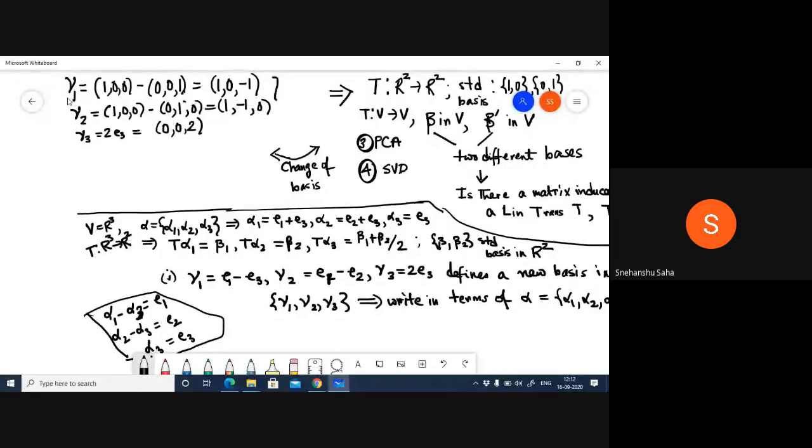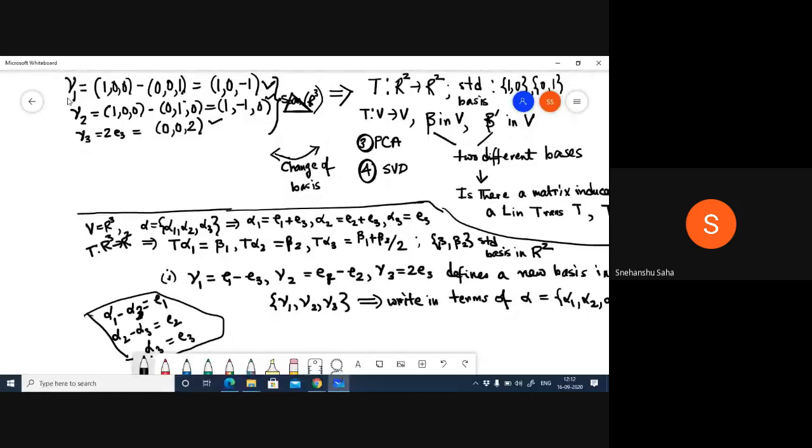Now, clearly, these three vectors, 1, 0, minus 1; 1, minus 1, 0; and 0, 0, 2, span R3. There is no doubt about it. But a spanning list is not necessarily a basis. So in order to show that it is a basis, we have to show that these three are linearly independent.